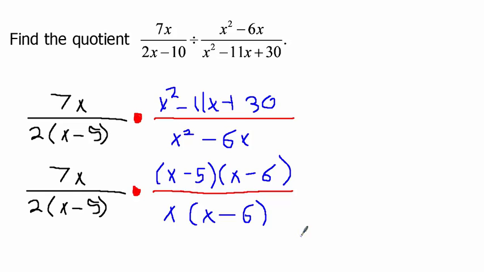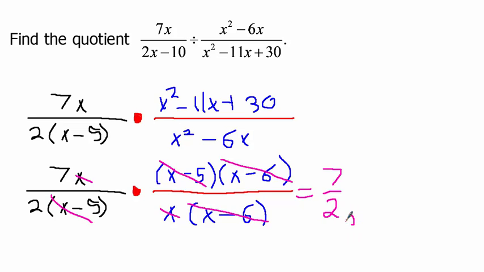So let's see what all we can clean up. I see an x minus 5 in both. I see an x minus 6 in both. I see an x, and we canceled a lot. So we're left with 7 over 2.